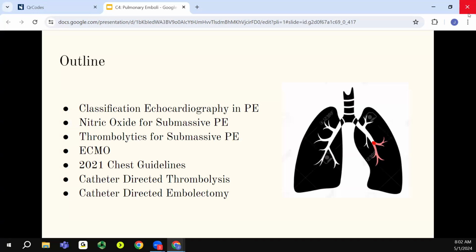The outline for today is: the classification of pulmonary emboli, echocardiography in PE, thrombolytics for submassive PE, ECMO, the 2021 CHEST guidelines, catheter-directed thrombolysis, and catheter-directed embolectomy. I took out nitric oxide for submassive PE for the sake of time.